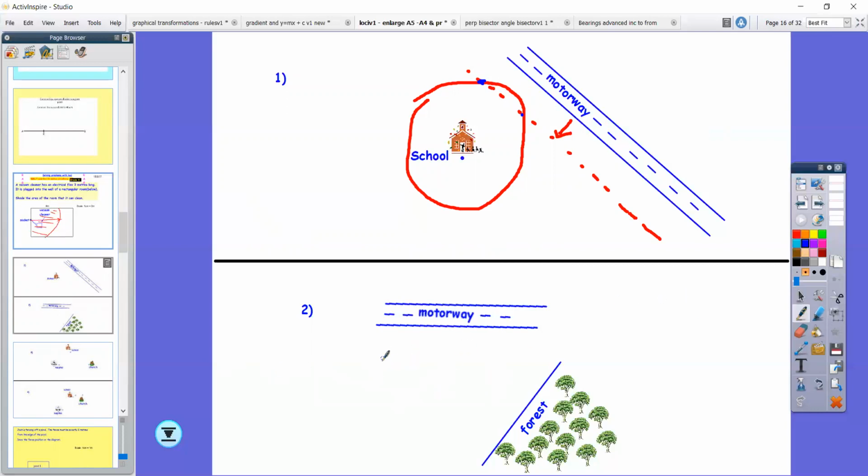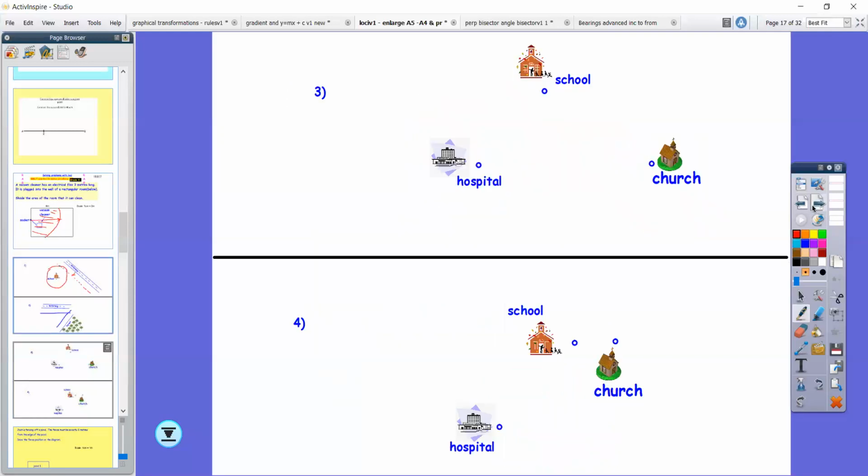So you might say a cafe is going to be built so that it's 2 miles from the motorway. So we have to do all the points which are 2 miles from the motorway, and it's also going to be half a mile from the forest. And you do all the points at half a mile from a forest. Where do they intersect? The cafe must be getting built there. It's just some ideas. Then you've got a 3. It might be a certain distance from a hospital, a school, and a church. Where could it be built?